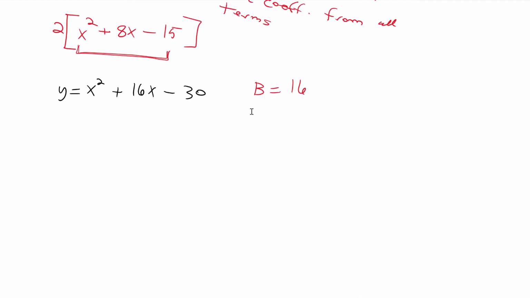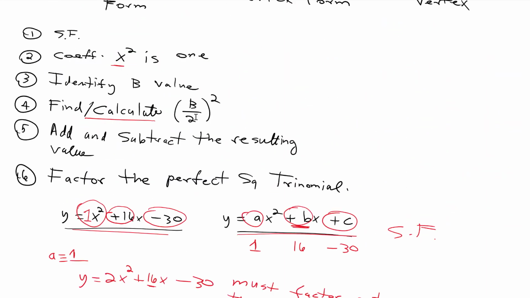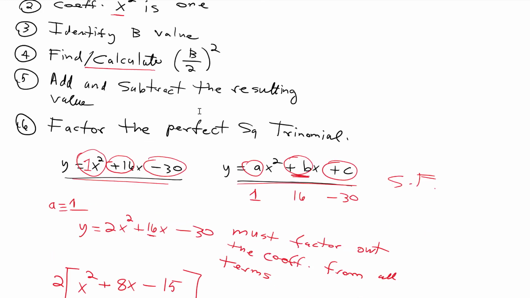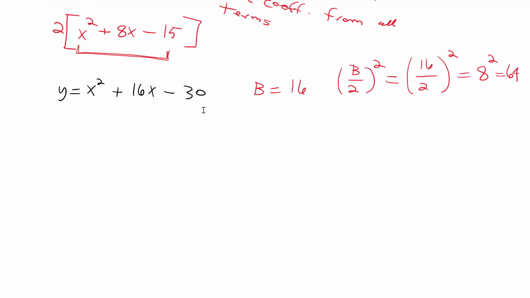Very easy to do. We just have to say b divided by 2 squared, which is equal to 16 divided by 2 squared, which is equal to 8 squared, which gives us 64. Now, the next step is to add and subtract the resulting value of 64. So we know that the value we calculated was 64. So I'm going to add and subtract that value.